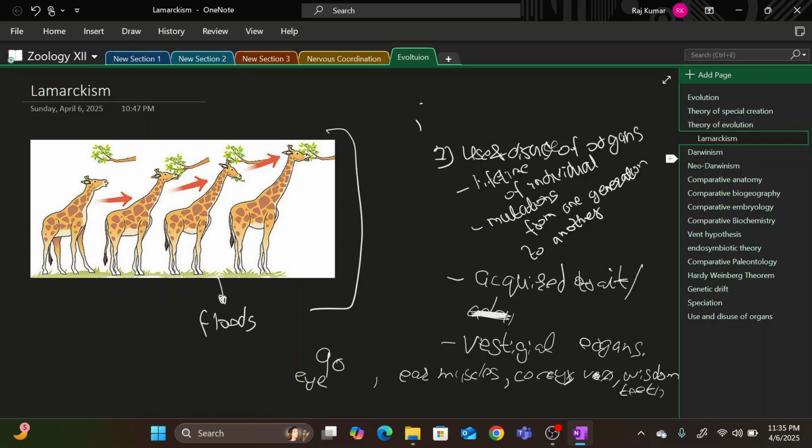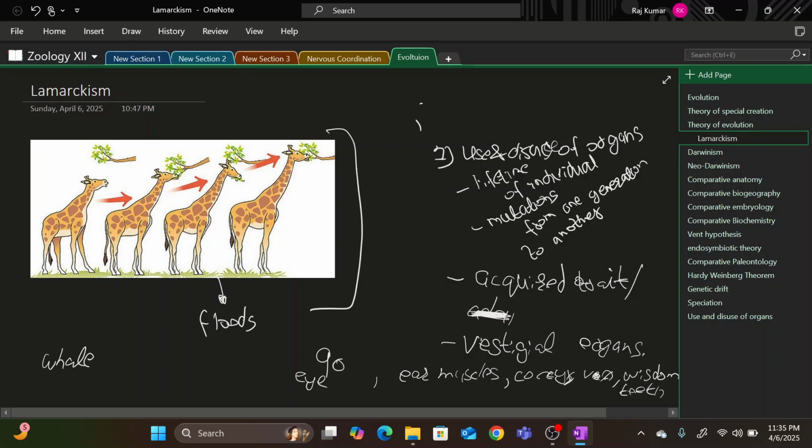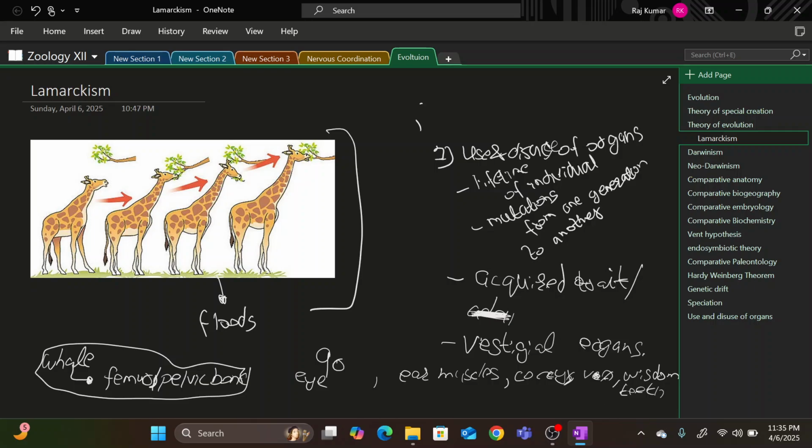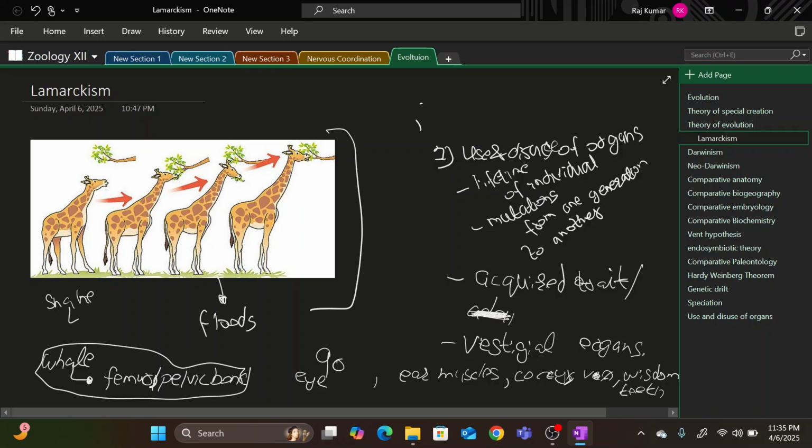And on the other side, if we talk about the whale, it also has vestigial organs, in support of the idea of use and disuse of organs by Lamarckism, such that it has a femur and pelvic bone. Even though it lives in water, it has a femur and pelvic bone, which are found for walking in mammals on land. Likewise, snakes also have leg bones.